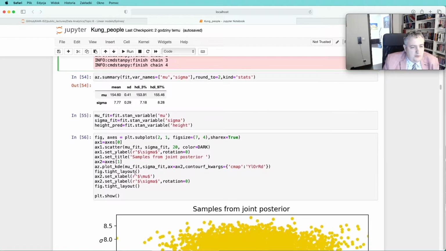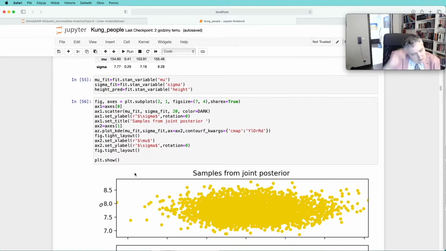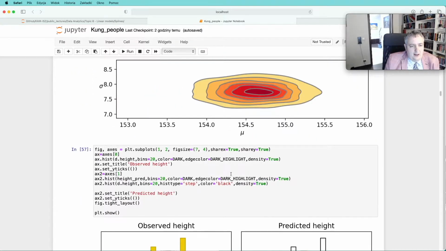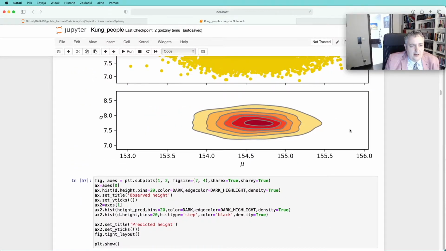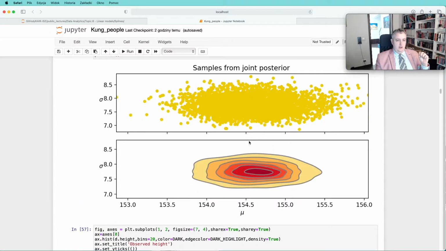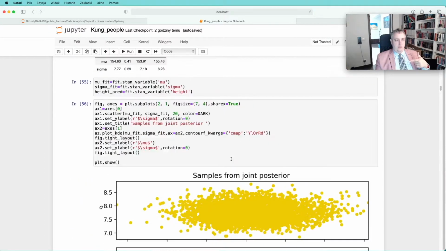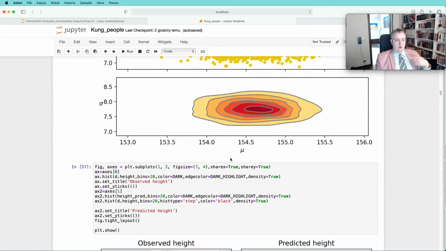We can observe it using our joint posterior, so we can see how it behaves. So we get samples of mu and sigma, and those mu and sigma are distributed in this way: a tight interval of 2 centimeters from 153 to 155, and you have a tight distribution here and a bit wider distribution in the scale of sigma of 1 centimeter, at least.